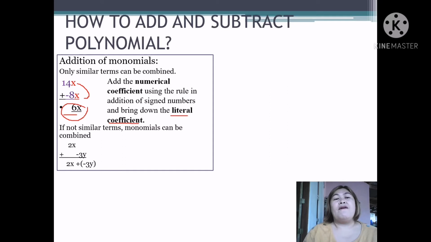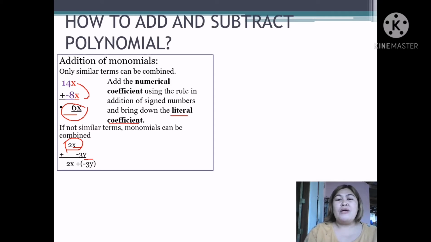What if our terms are not similar? Then monomials cannot be combined. Even if there are a lot of terms, if their variables are not the same, we cannot add those monomials. I hope you understand the rules in addition of monomials.